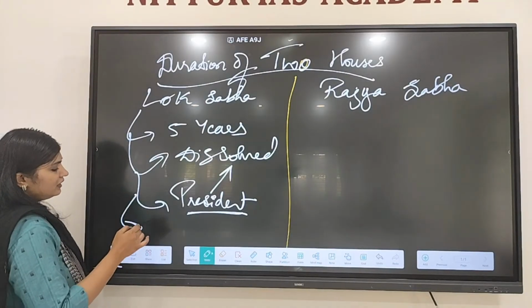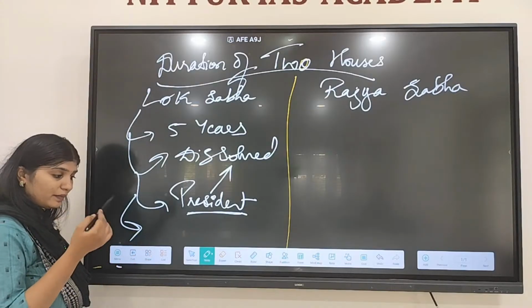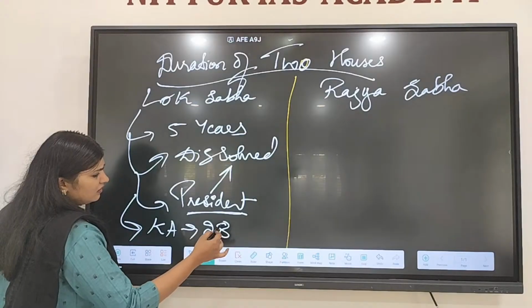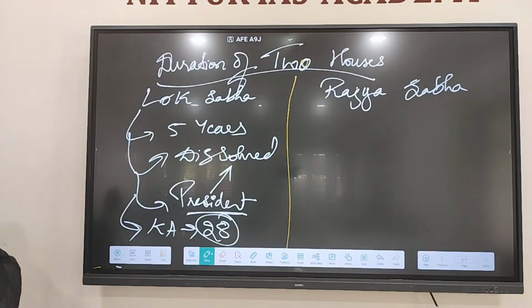And let's take the Karnataka Lok Sabha members. How many Lok Sabha members are from Karnataka? 28. Out of 543, 28 MPs are from Karnataka. The state having the maximum number of Lok Sabha MPs is Uttar Pradesh, with 80. Out of 543, 80 MPs are from Uttar Pradesh. Understood?